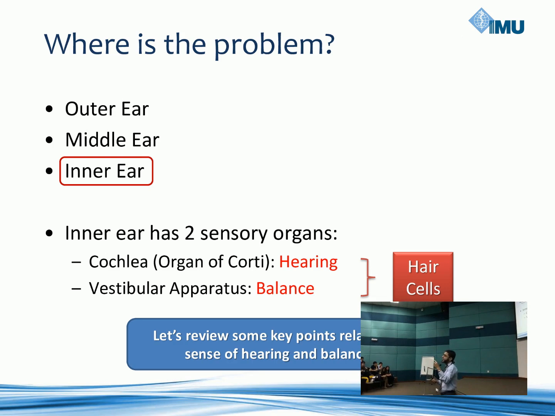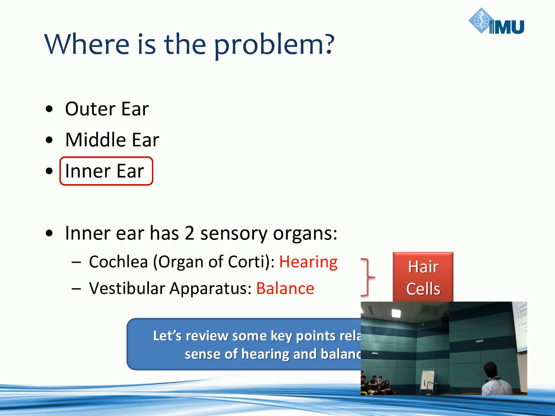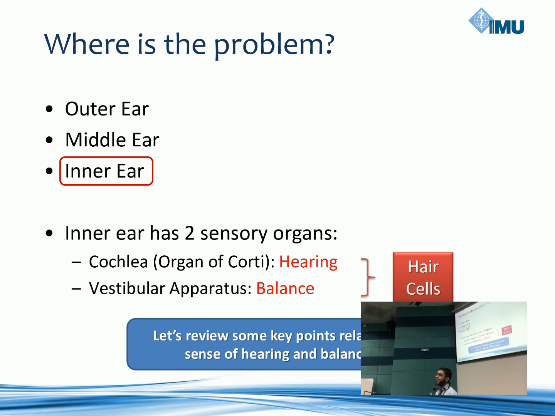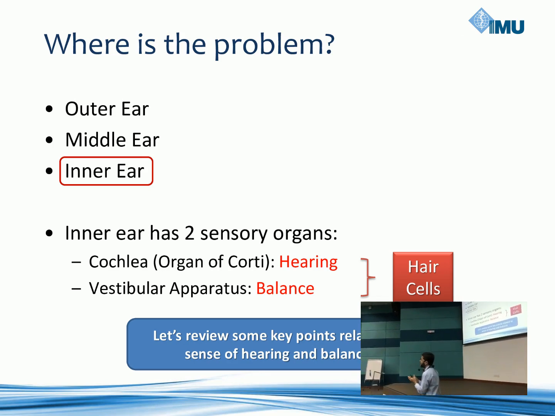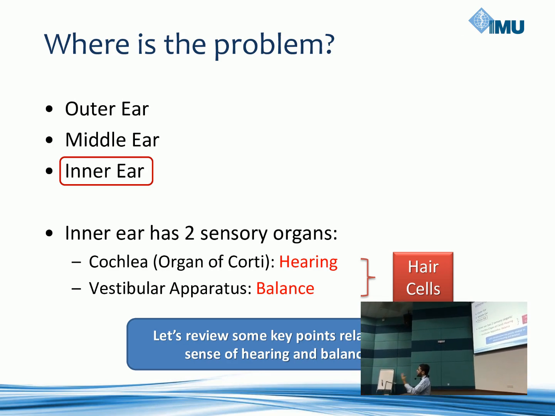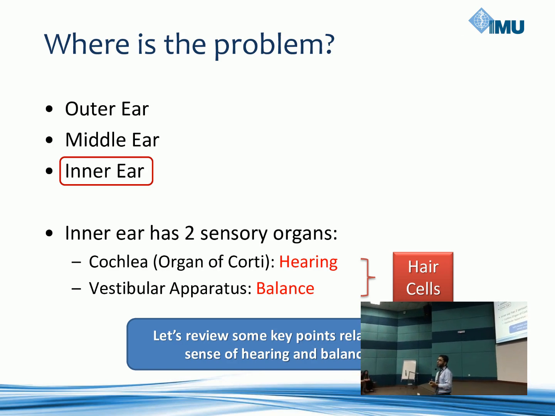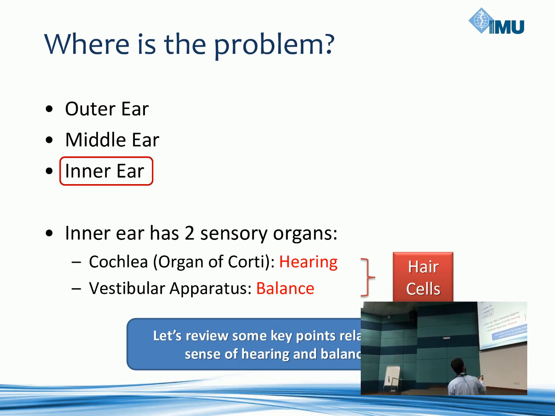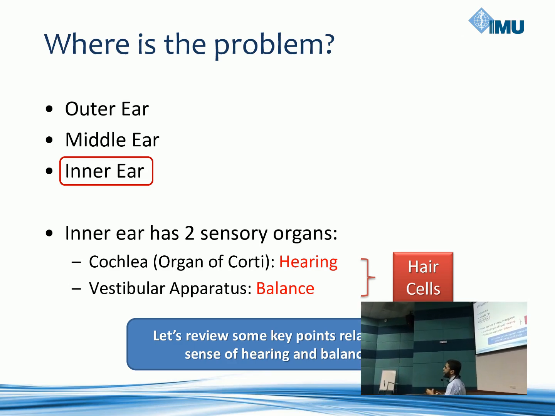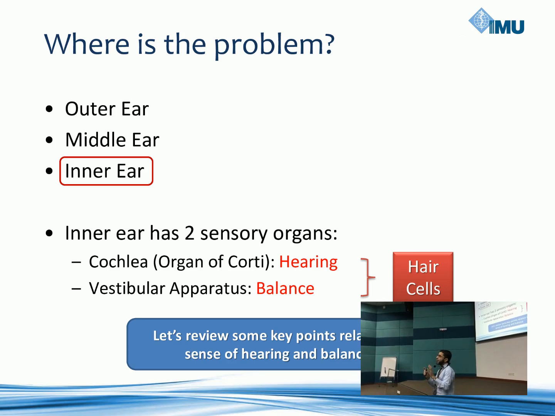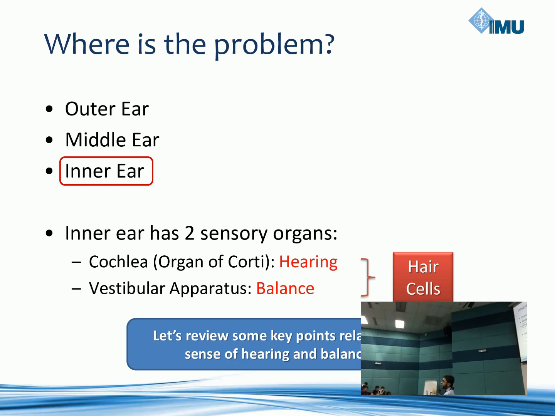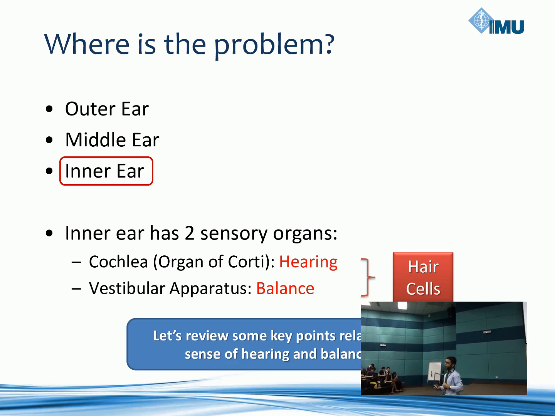Now both these sensory organs are composed of hair cells. These are mechanoreceptors. They detect movement and then they signal to the brain. So we will now go through the hair cells. We will review some of the basic structures and their basic function, and towards the end we'll try to solve the case study that we just saw.